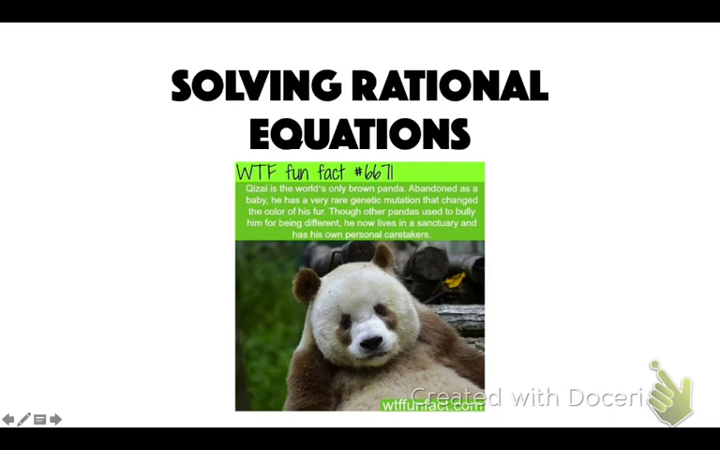Now let's solve some. So let's look at this brown panda, Quasi, the world's only brown panda. Abandoned as a baby, he has a very rare genetic mutation that changed the color of his fur. Though other pandas used to bully him for being different, he now lives in a sanctuary and has his own personal caretakers. Honestly, that's so sad. Don't bully people.